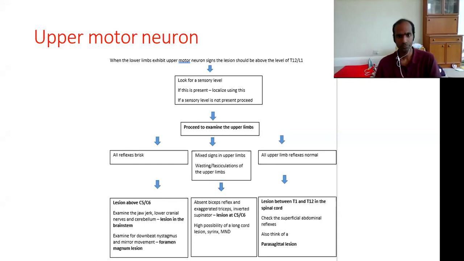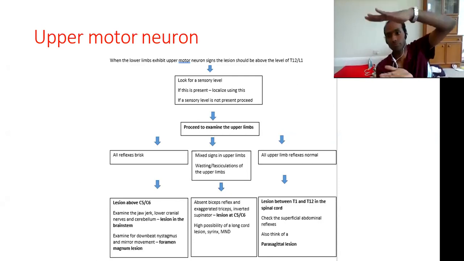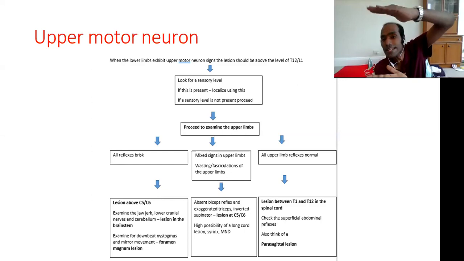Now look. Upper limb reflexes are normal. Now where is the lesion? If the upper limb reflexes are normal, the lesion has to be between T1 and L1. T1, L1, T12, L1. The lesion has to be in that area.